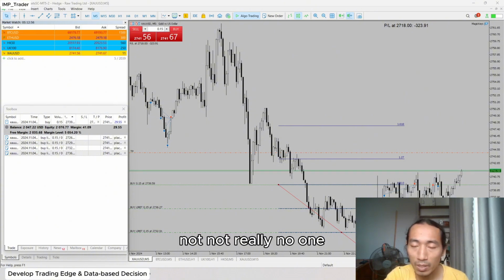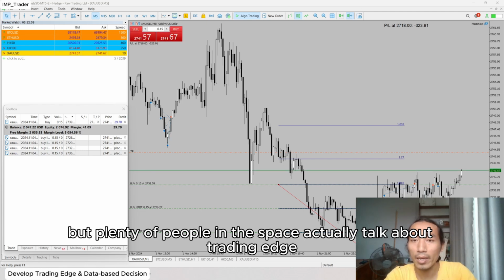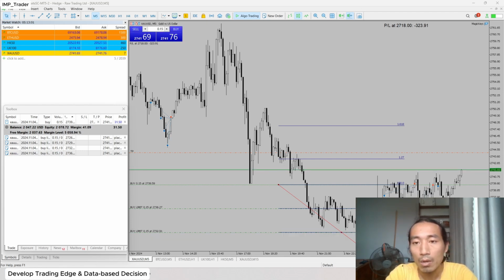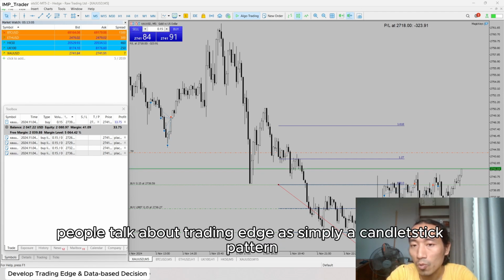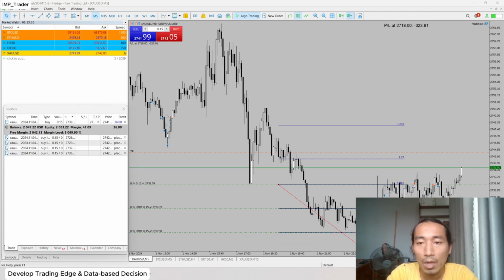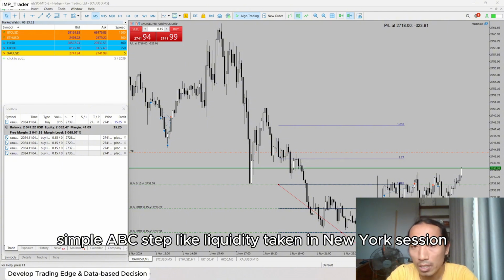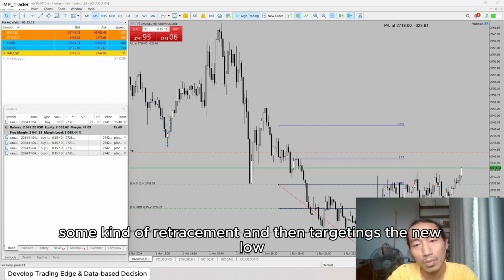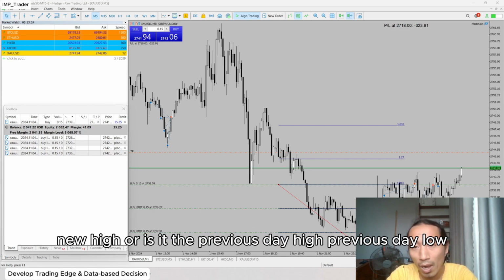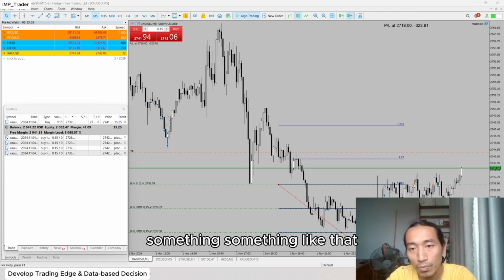not really no one, but plenty of people in the space actually talk about trading edge, but 99% of the time people talk about trading edge as just a candlestick pattern, a simple ABC step: liquidity taken in the New York session, look for an order block, some kind of retracement, and then target the new low, new high, or the previous day high, previous day low, something like that.